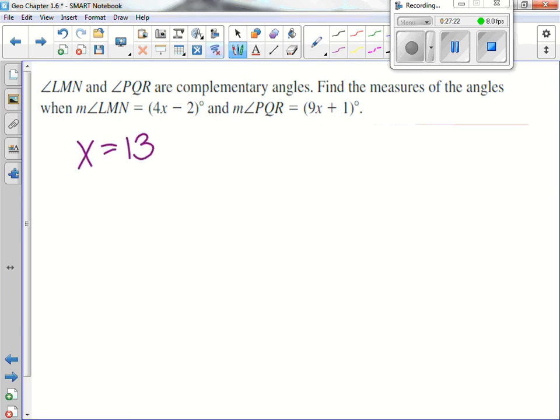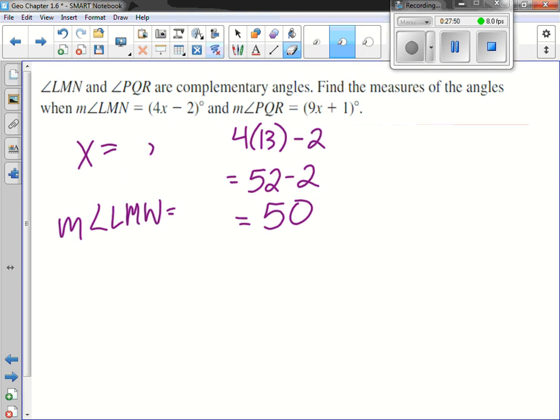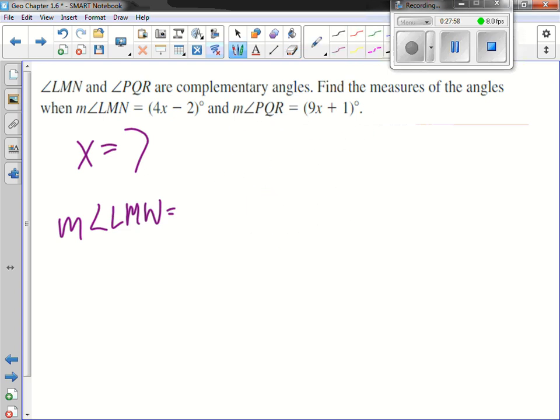So the last thing we've got to do is we've got to what? Plug it back in. So we have to do 4 times 13 minus 2. Well, 4 times 13 is 2, carry the 1, 52. Minus 2 is 50. So the measure of LMN is... 7. That makes more sense. I'm like, that is a big number. We divided by 13 to get 7. So that's going to make more sense.